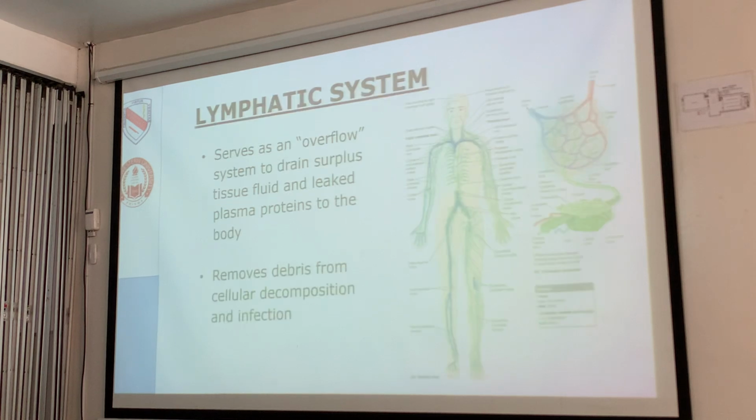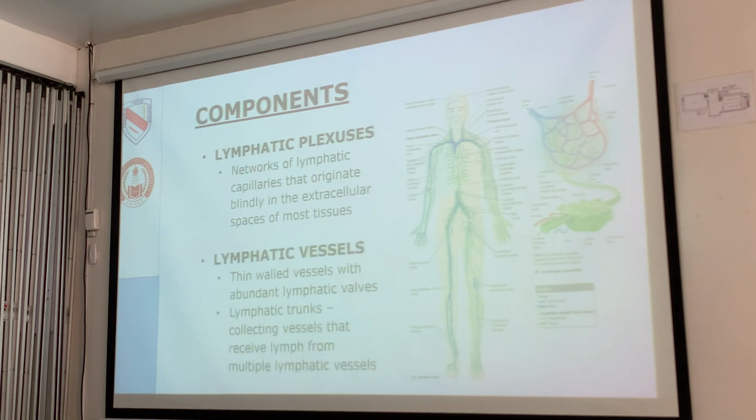Now another vessel that you can encounter would be the lymphatic system. Although these are very small, they serve as an overflow system to drain surplus tissue fluid and leaked plasma proteins back into the body. Without this, you would have what we call an edema. They remove debris from cellular decomposition and infection. You have lymphatic plexuses and lymphatic vessels.